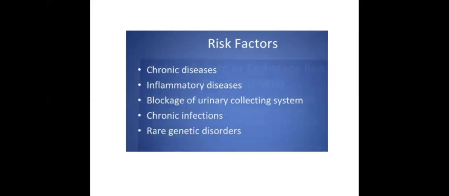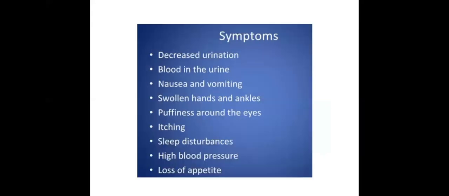Chronic diseases, inflammatory diseases, blockage of the urinary collecting system, chronic infections, and rare genetic disorders. So what are the symptoms of these diseases? It is decreased urination, blood in the urine, nausea and vomiting, swollen hands and ankles, puffiness around the eyes, sleep disturbances, itching, high BP, and loss of appetite. These are some symptoms of kidney diseases.